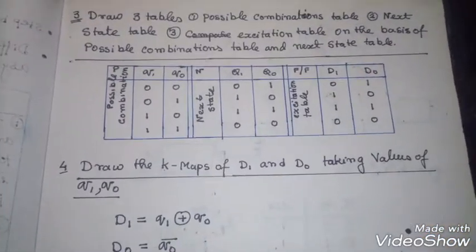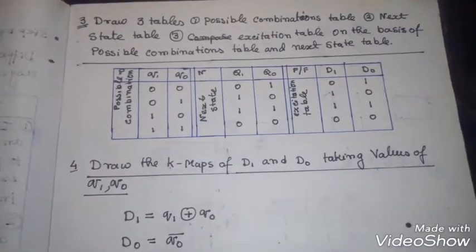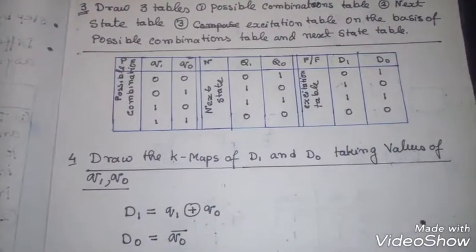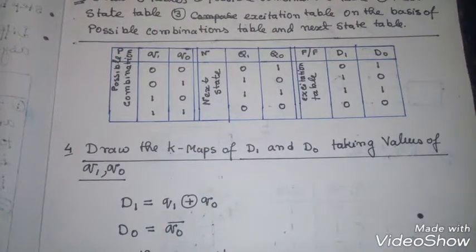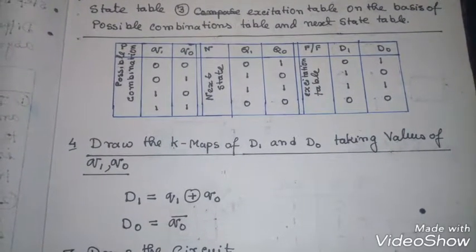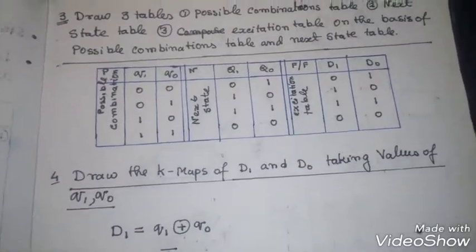If we needed 3 flip-flops, then we would have to write Q2, Q1, Q0. At that time the possible combinations would become 000, then 001, then 010, then 011, then again 100, then 101, then 110, then 111, in this way.